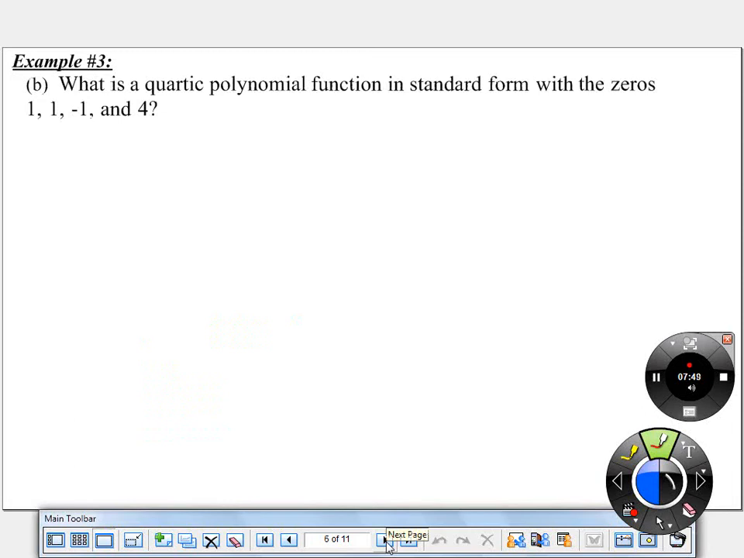All right, so here is another one. We're going to write a quartic polynomial function with zeros 1, 1, negative 1, and 4. So notice that 1 has a multiplicity of 2. That means the graph at that point would behave like a quadratic. It also means that, yes, x minus 1 is a factor, but it's a factor twice, not just once. Okay, and then x plus 1 because of the zero of negative 1, and x minus 4.